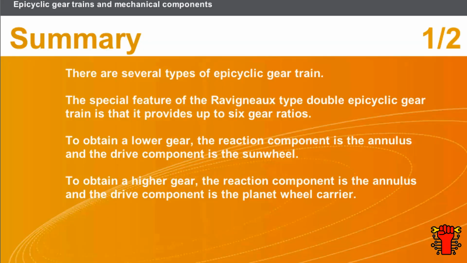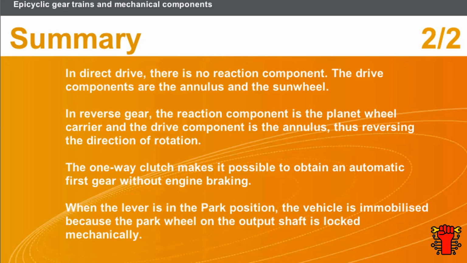In this section, we covered the following points. There are several types of epicyclic gear train. The special feature of the Ravigneaux type double epicyclic gear train is that it provides up to 6 gear ratios. To obtain a lower gear, the reaction component is the annulus and the drive component is the sun wheel. To obtain a higher gear, the reaction component is the annulus and the drive component is the planet wheel carrier. In direct drive, there is no reaction component. The drive components are the annulus and the sun wheel.